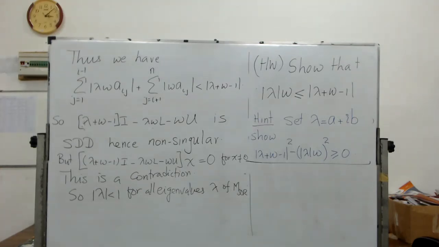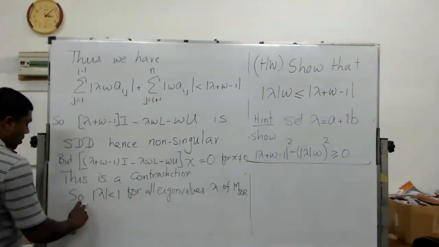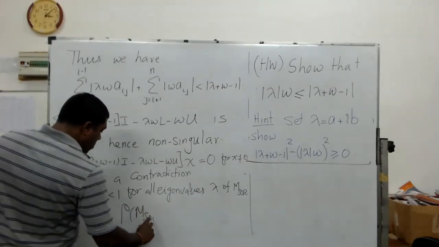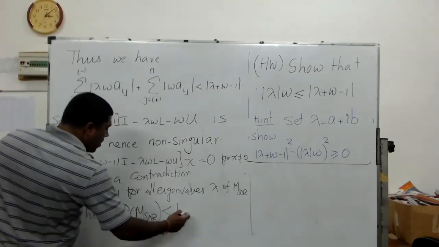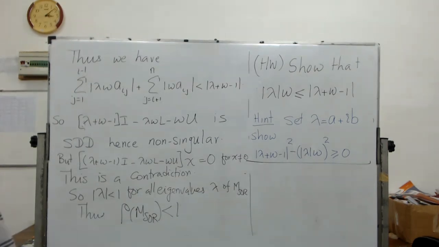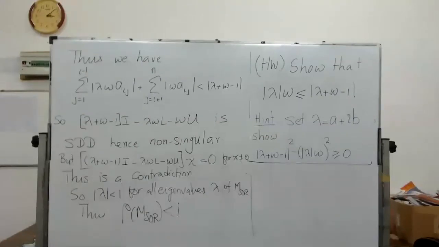If all the eigenvalues have absolute value less than 1, then clearly rho of M_SOR is less than 1. If rho is less than 1, then you obviously know by the very first theorem we studied in the convergence results that the sequence converges for any arbitrary initial value. So this is how you verify the convergence of the SOR method.